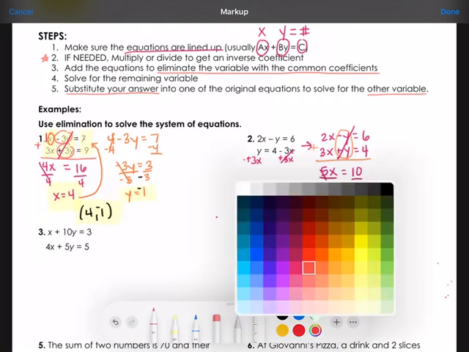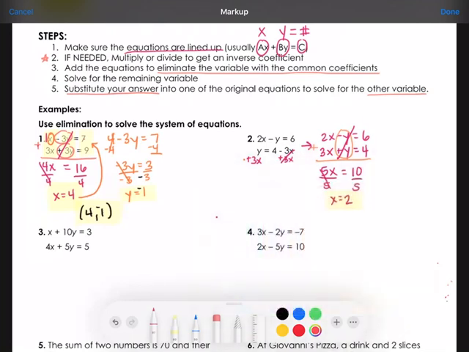Now that I've solved for one variable, I can plug this value in to any equation to solve for y. I'm going to go ahead and use this one since the y is already by itself. I get y equals 4 minus 3 times 2, because I'm plugging it in for x. Then I get y equals 4 minus 6, so y equals negative 2. Now I am going to write my final answer, like 2 comma negative 2.